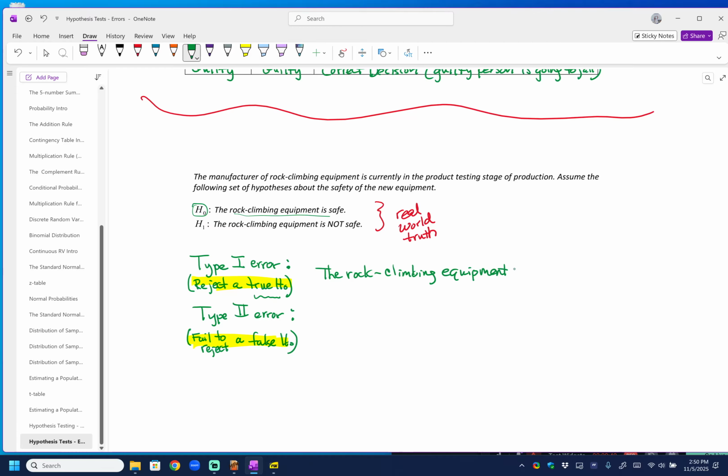So this is a statement of truth about the null hypothesis. But the test concludes... well, what does it conclude? Well, we are rejecting that it's true. So it's rejecting this, which means we're going to side with this. The test concludes that it is not safe.